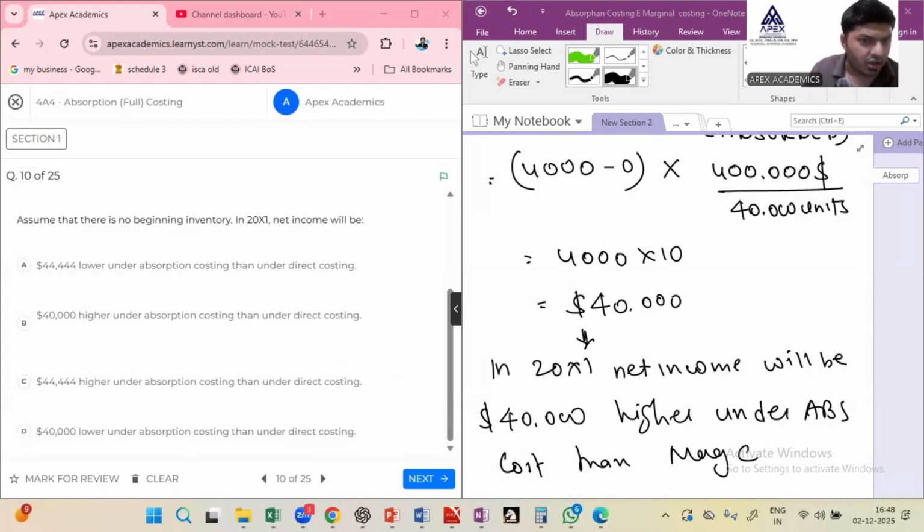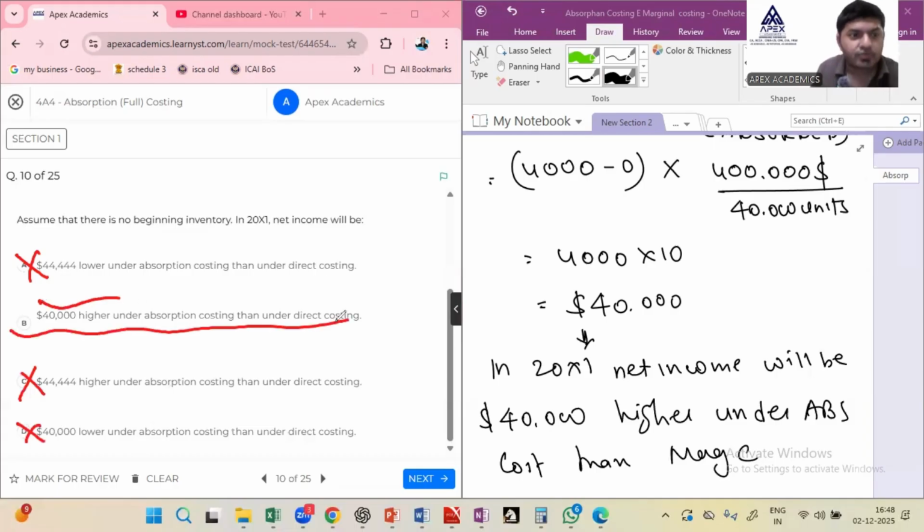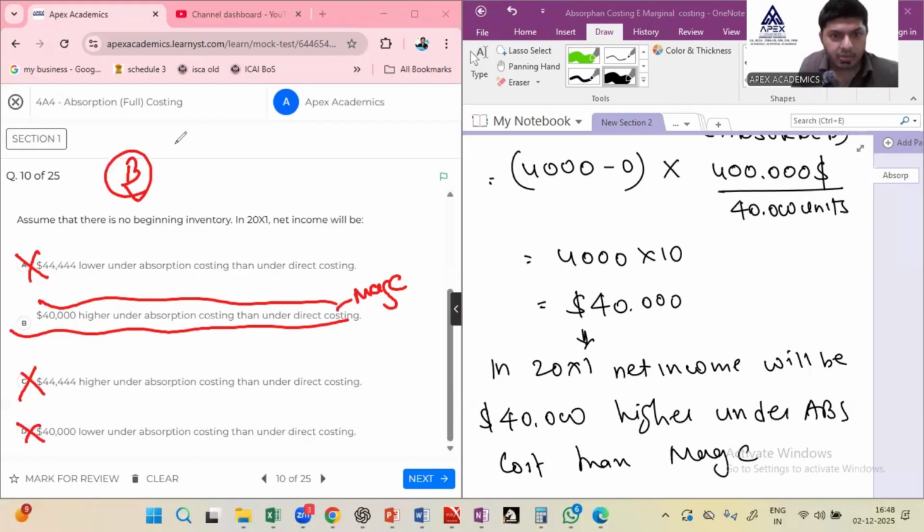44,444, they are saying lower under absorption. No. 40,000 higher, they are saying under absorption than under direct. 44,444, they are saying higher. This is wrong. 40,000 lower under absorption is wrong. It is 40,000 higher under absorption costing than it is under your direct, that is your marginal costing. So your answer is option number B, and it has been solved over here.